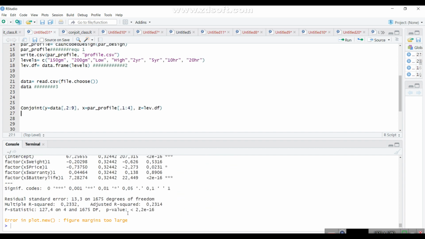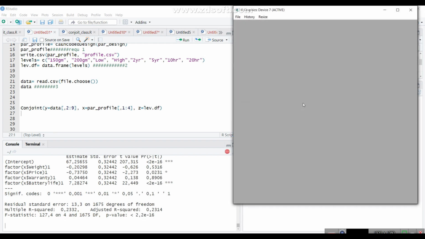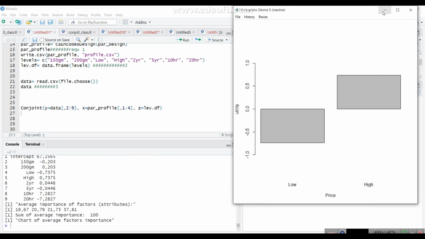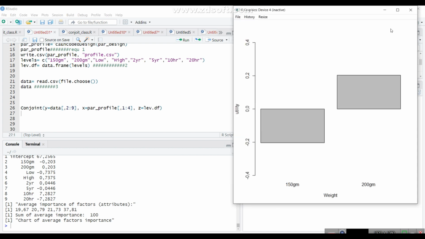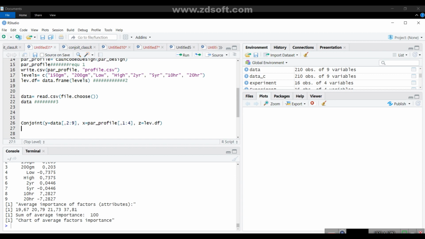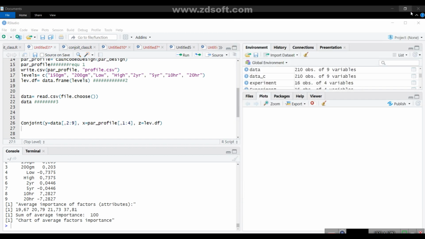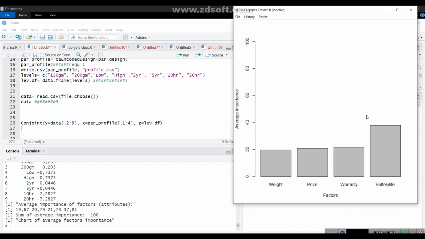This way I can run the conjoint analysis. I'll run this. All right, so my conjoint analysis has run. There are so many graphs here which automatically appear.